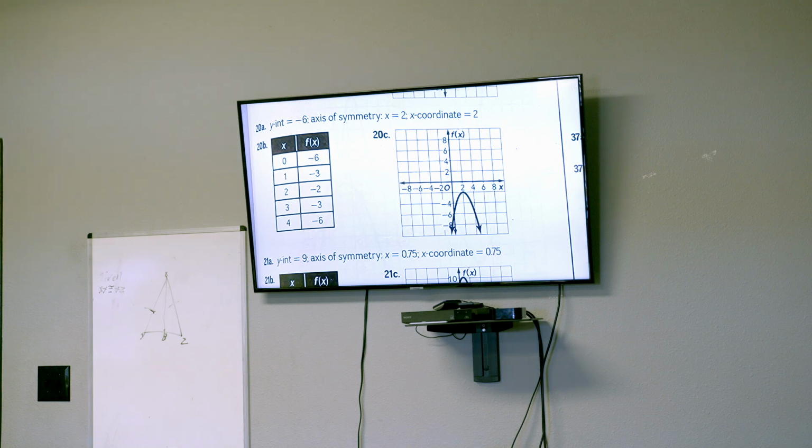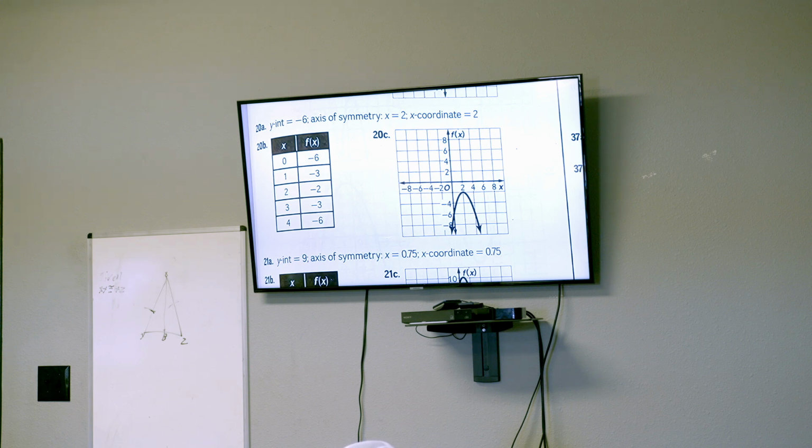26 has a maximum at 22/3. The domain is all real numbers, and the range is negative infinity to 22/3. 28 has a maximum at 15. Its domain is all real numbers. The range is negative infinity to 15, including 15.